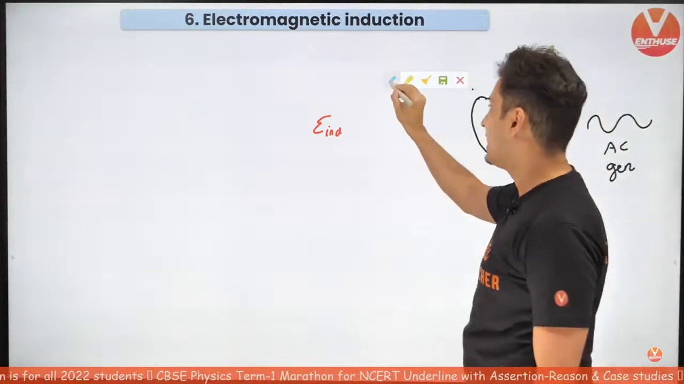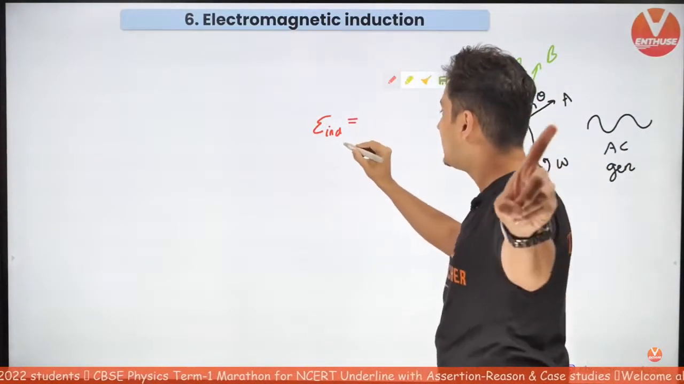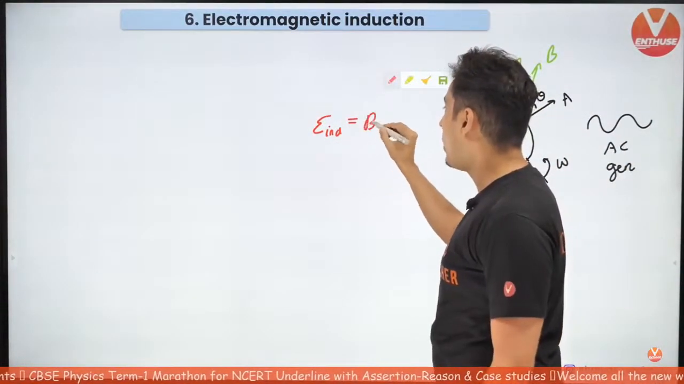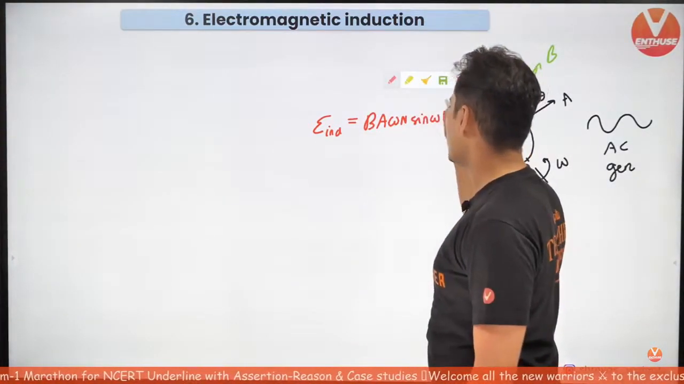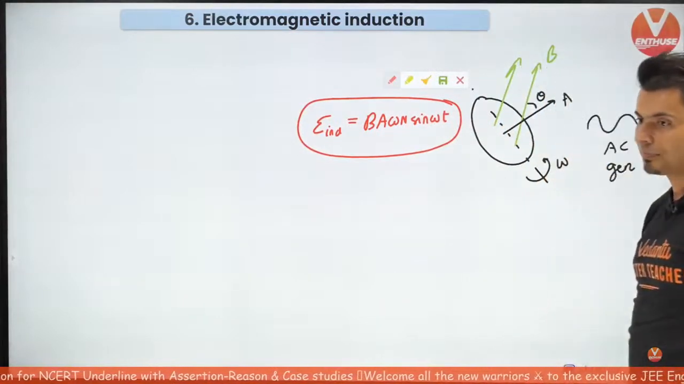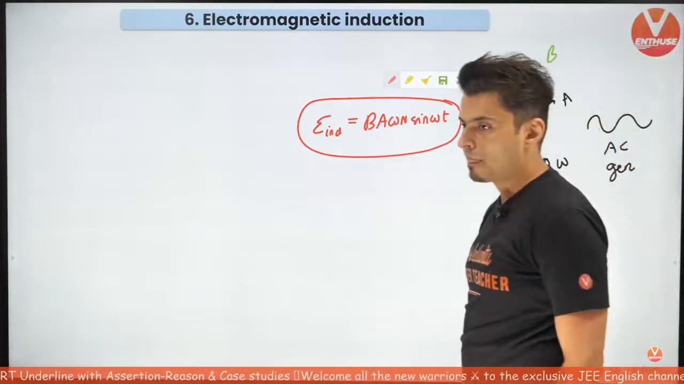So the formula for that is something which is very important. Induced EMF is B A omega N sine omega t. Very important formula. AC generator.